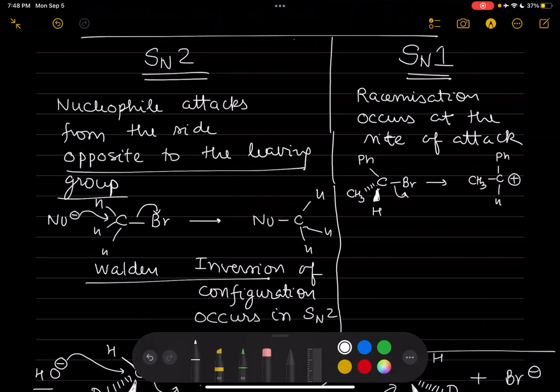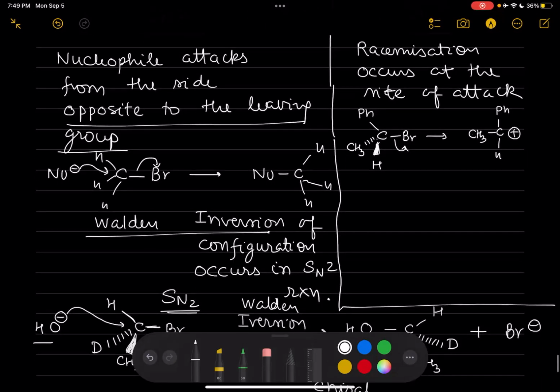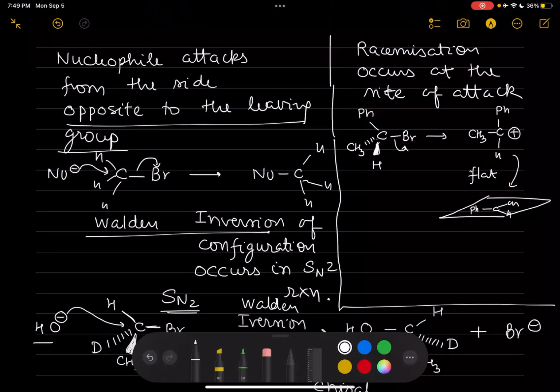Now my question is, just like in SN2, where we flip the other 3 bonds to the other side, what will happen if the carbocation is forming? What will happen to these 3 bonds? These 3 bonds become flat, or trigonal planar. They are like this. They are not on any other side.